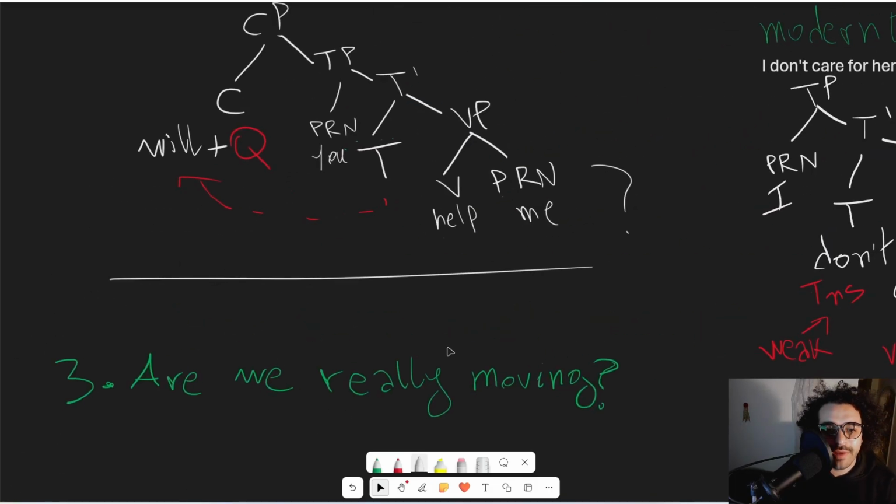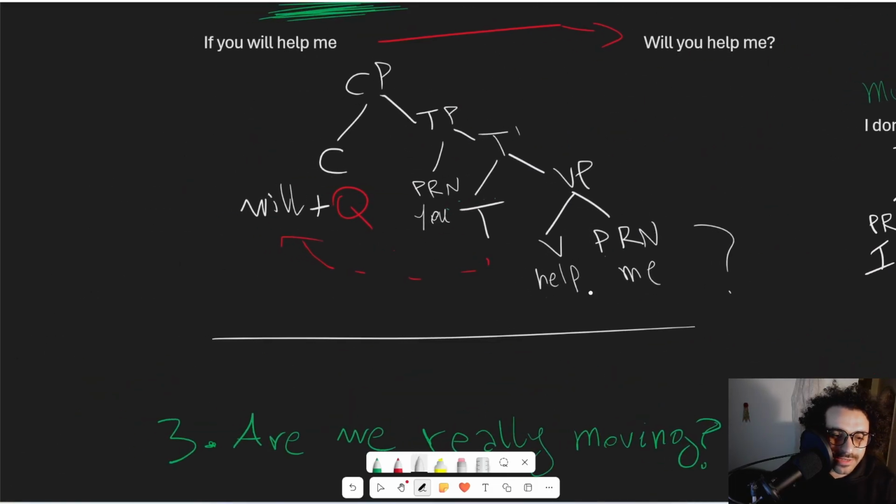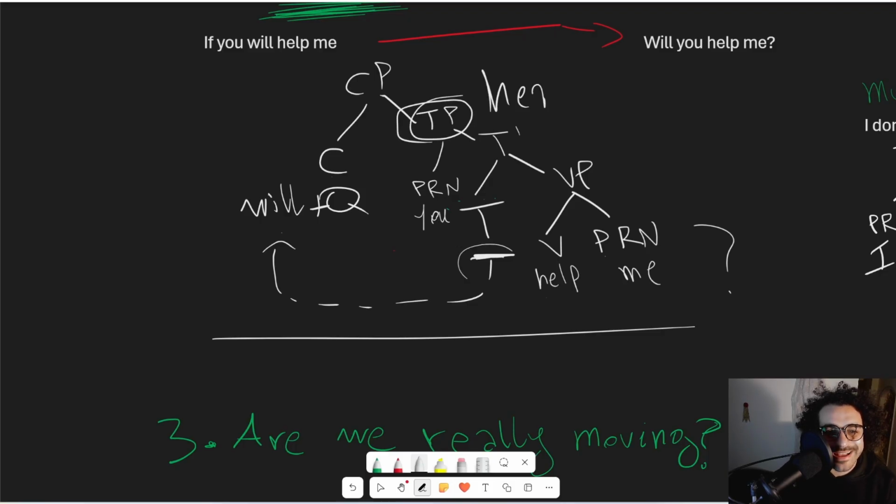So let's go back to one of the examples we've made here. Look at this example. So we have moved the "will" from here to here because of the strong Q. So we've moved it from here to here. Now, after I've moved it, there's nothing here. So this projection here, TP, is now headless. It doesn't have a head. Yeah, it does have a head, but not anymore because that head moved to C. So we are violating the one principle here.